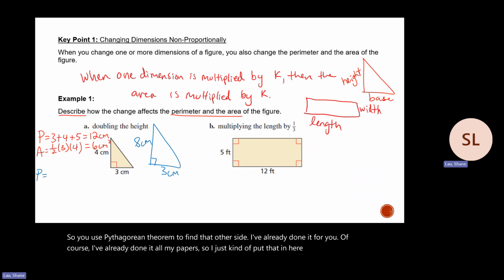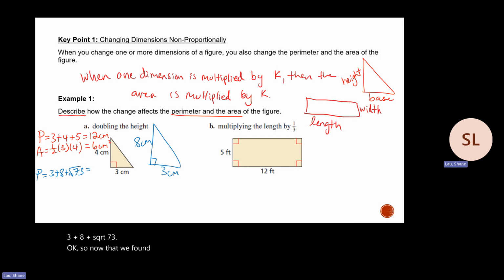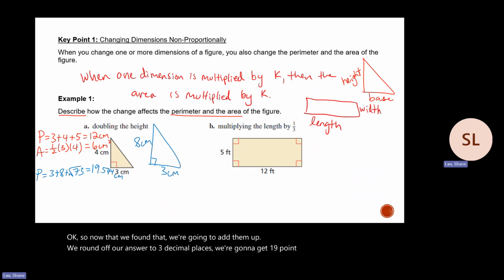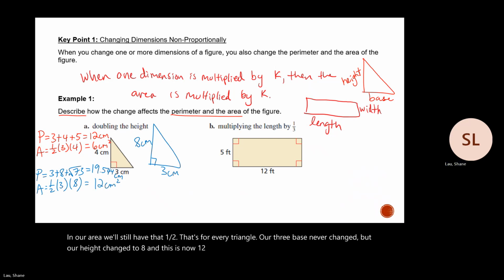So we get perimeter equals 3 plus 8 plus the square root of 73. Now that we found that, we're going to add them up. We round off our answer to 3 decimal places. We're going to get 19.544 centimeters. Then our area, we'll still have that 1/2, that's for every triangle. Our base of 3 never changed, but our height changed to an 8. And this is now 12 centimeters squared.